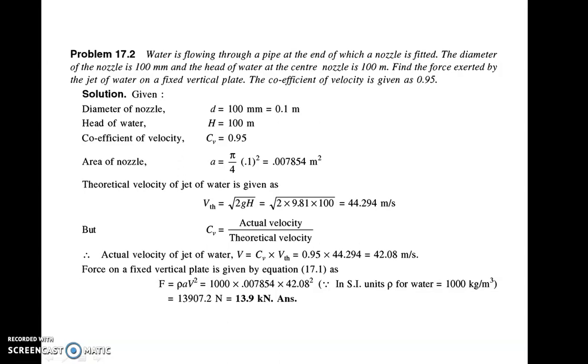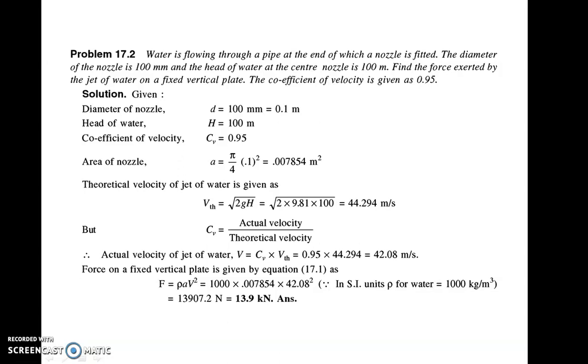Water is flowing through a pipe at the end of which a nozzle is fitted. The diameter of the nozzle is 100 mm and the head of water at the center of nozzle is 100 meter. Find the force exerted by the jet of water on a fixed vertical plate. The coefficient of velocity is given as 0.95. Now here first we have to write the given data. The diameter of nozzle is given as 100 mm, so you can write it as 0.1 meter. Now head of water H, capital H, is 100 meter.